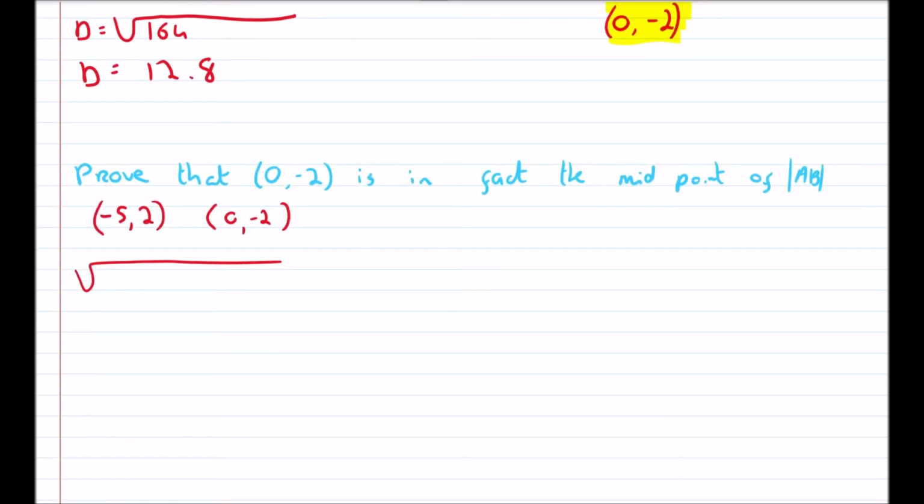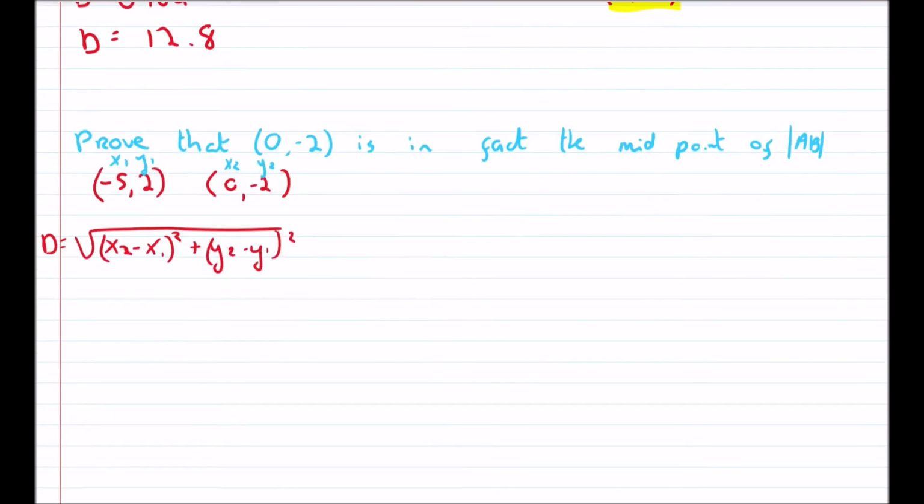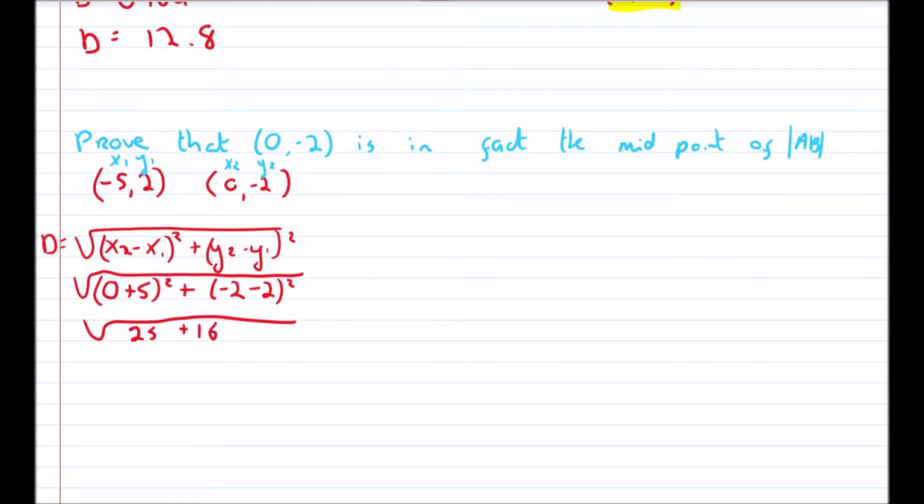So we use our formula, x2 minus x1 in brackets squared plus y2 minus y1 in brackets squared, and that's distance equals that. Label my points x1, y1, x2, y2. Throw them into the formula. Okay, so slotting in our points, then we have the square root of x2 is 0 minus minus 5, which is plus 5, that's all to be squared, plus y2 is minus 2, and then y1 is 2, so it's minus 2 minus 2, squared, and that gives us 5 squared, which is 25, plus minus 4 squared, which is 16. And that is 41. Square root of 41. Okay, I'll leave it at the square root of 41.